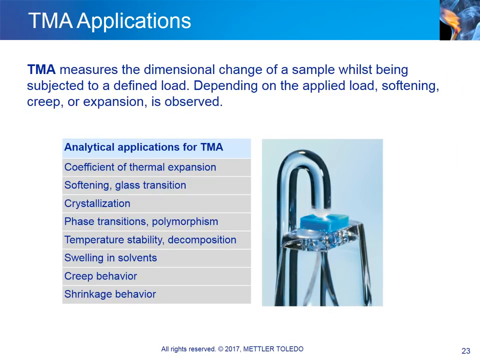The table on the left summarizes different analytical applications of TMA. TMA measures dimensional changes of a sample under a defined load. This information can be used to determine the coefficient of thermal expansion. Furthermore, other thermal effects such as glass transitions, melting, crystallization, polymorphism, curing, or swelling behavior can be investigated.